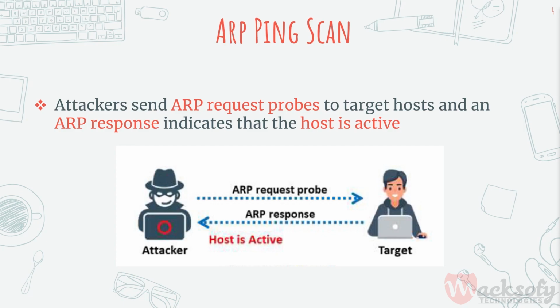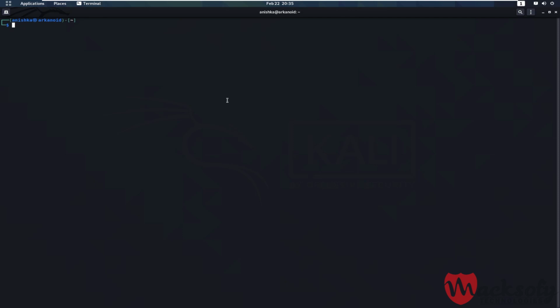So let me show you how we can perform our ARP ping scan. Please keep in mind that we are using Metasploitable 2 as the target machine. The command will be as follows: nmap -sn -PR and then the IP of the target, which in my case is 192.168.80.178. And we can see that it says that the host is up.